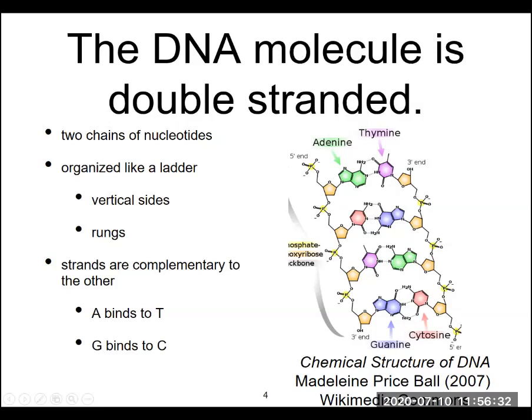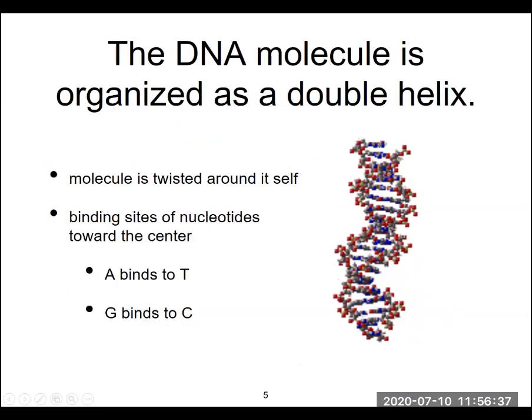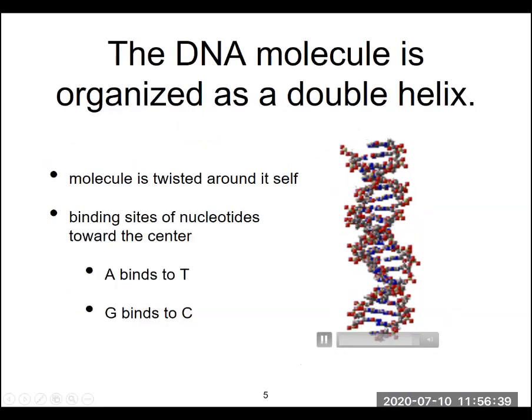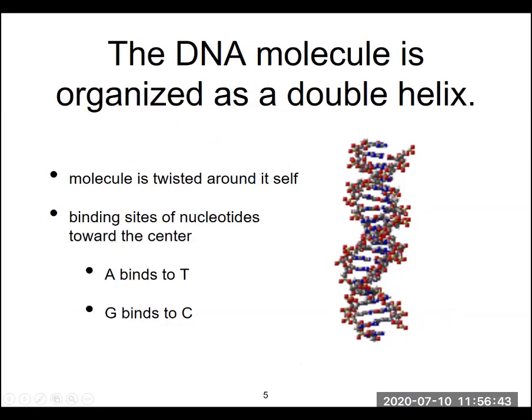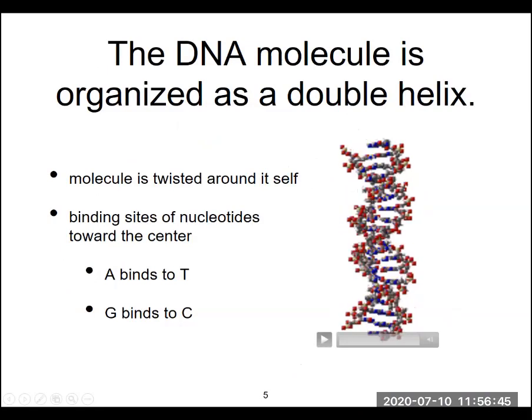In reality, what's going to happen is we're going to take this and twist it a little bit. And so the DNA molecule is going to be a double helix. A helix is a molecule twisted around itself. And so that ladder's going to be twisted, spun around like this. But along the inside, we've still got those binding sites where the A's bind to the T's and the G's bind to the C's. And that's going to be that important information on the inside of the ladder. So this is essentially just a ladder, but we've twisted it around as we go.